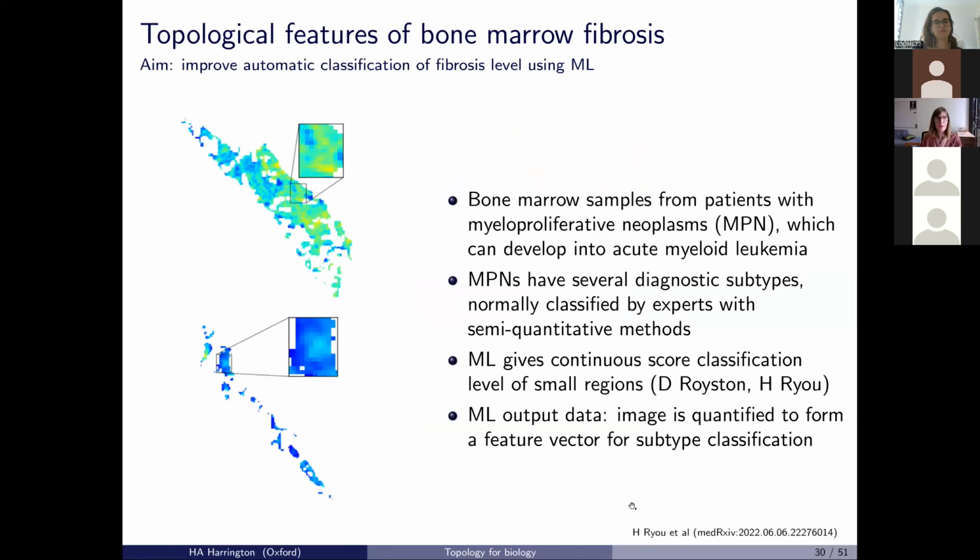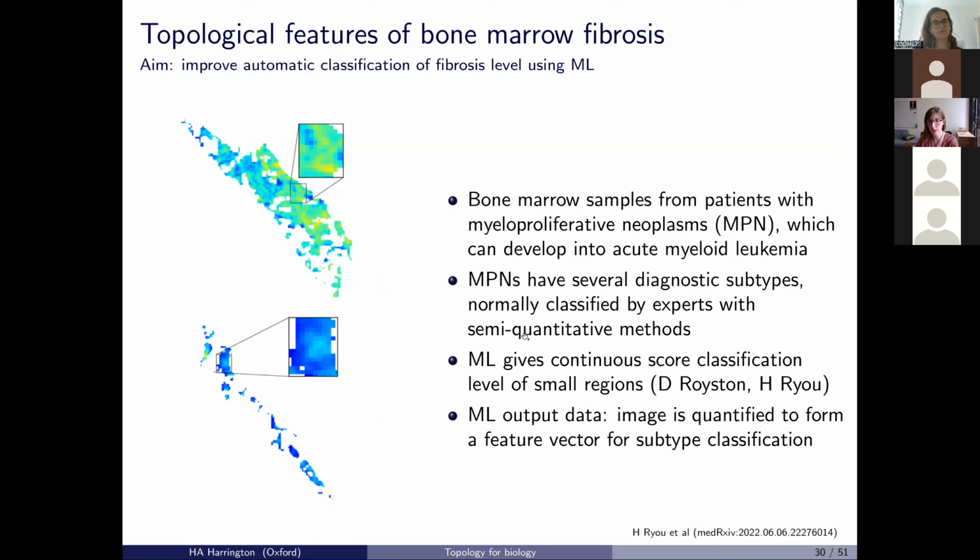Another example that I'm really excited about is work that Dan Royston and Hosek Raju, they were looking at bone marrow samples, and they were with machine learning creating a continuous classification score. So each pixel here is given a classification, given a value for how fibrotic that particular pixel is, and they use machine learning. So this is bone marrow samples. These are from patients with myeloproliferative neoplasms, and that can develop into acute myeloid leukemia.